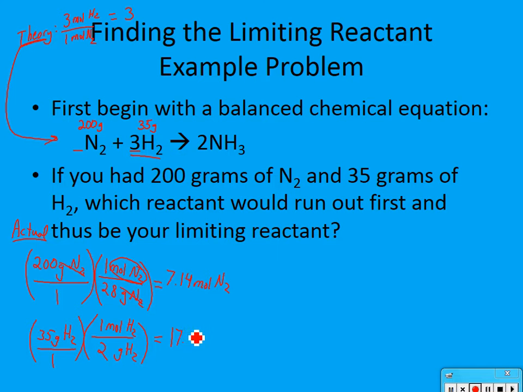17.5 moles of H2. Okay, that's what we actually have in our chemical reaction. We want to do a mole ratio again, but it's got to be in the same order as we did up here. So moles of H2's got to go on top. So I'm going to put actual again. Because I put moles of H2 on top up there, I'm going to put moles of H2 on top down here.